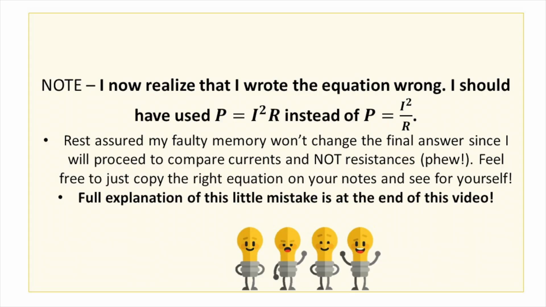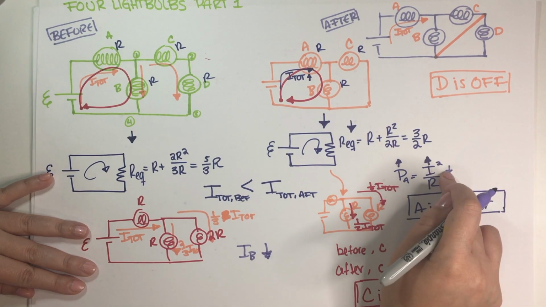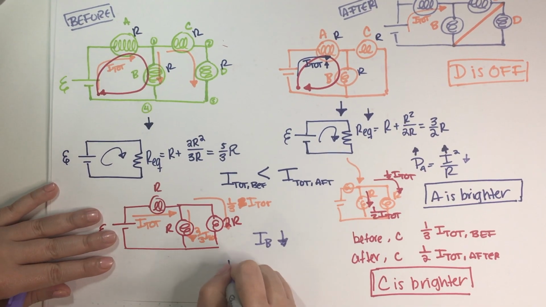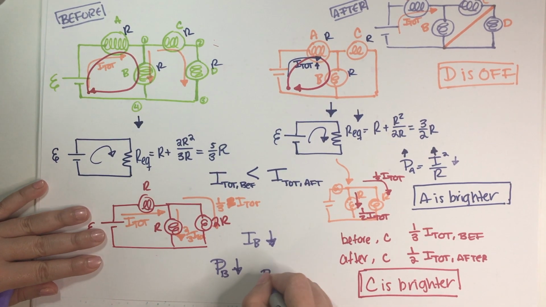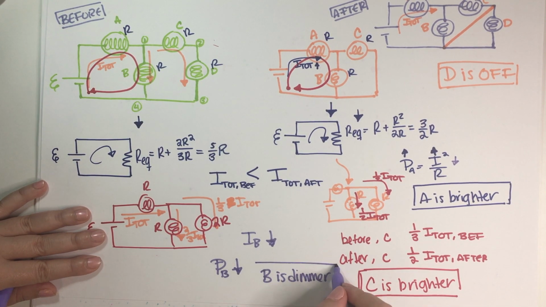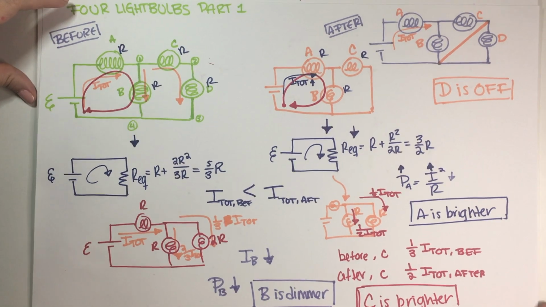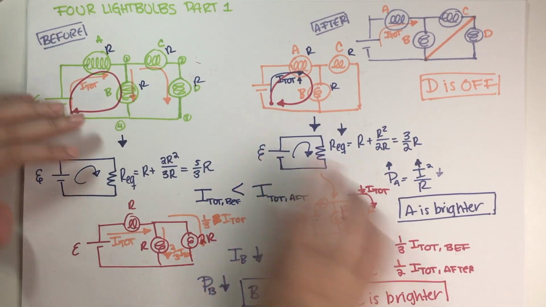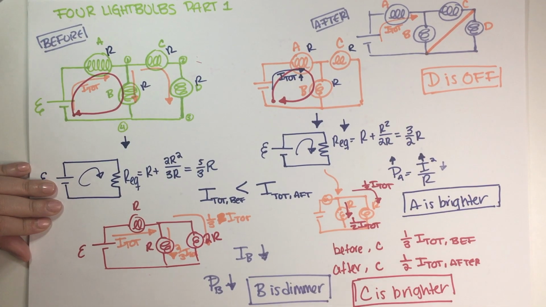So now I can finish my problem, because IB decreased going from here to here. Then if I use my power equation, if my current decreases, then that means that my power decreases. So P decreases and B is dimmer. So this is how I know, as a matter of fact, that B actually has to be dimmer. So this is my final answer for part A. A little bit of a tricky situation because I had to compare circuits. But it is done. Off, brighter, brighter, dimmer.